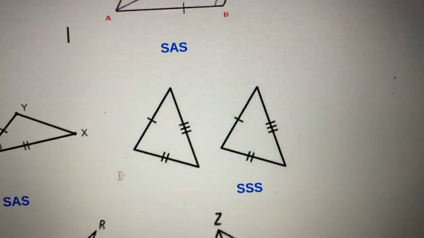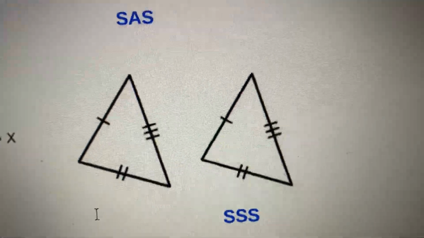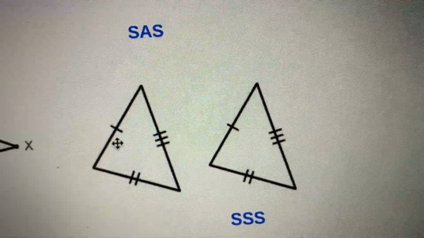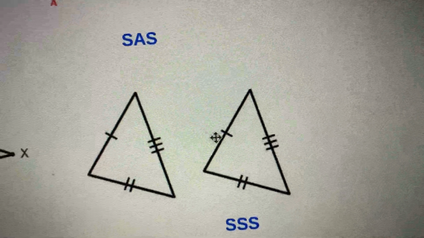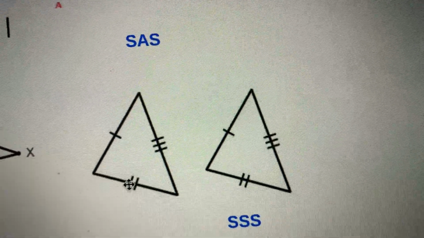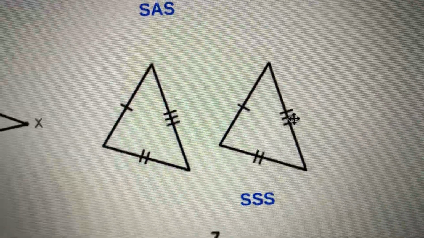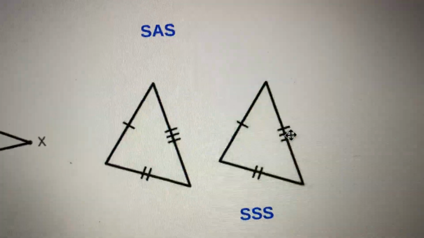This one here is a little bit easier. It's kind of like the first example, except the triangles are not connected. So we have 1 mark here, 1 mark here, 2 there, 2 there, and then 3 here and 3 here. So it's going to be side, side, side. We know there are 3 congruent sides.